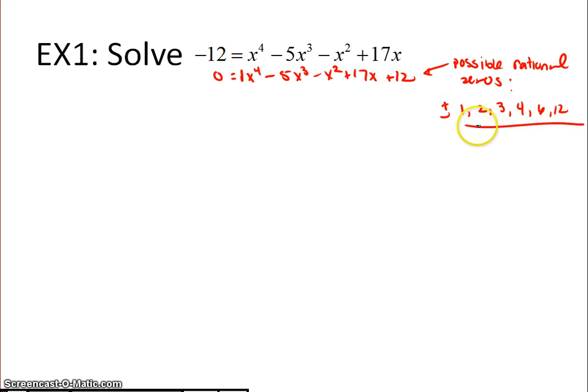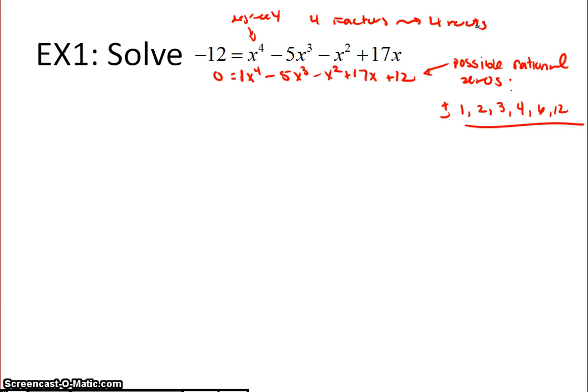Of course, none of those may actually be zeros, because these are just the rational ones. This could have 4 complex roots, or it could have 4 irrational roots. This only gives me the rational ones. But since it is degree 4, we know that it's going to have 4 factors, and hence 4 roots.